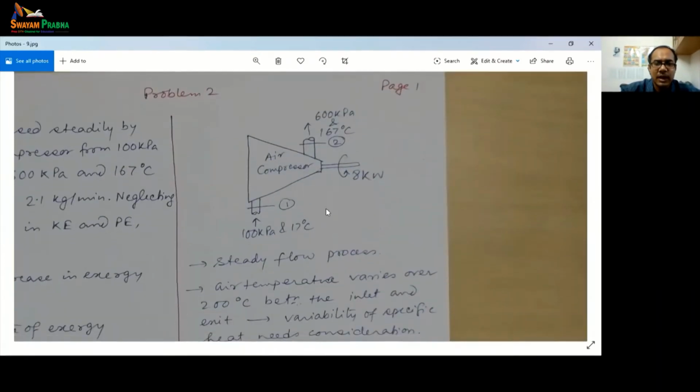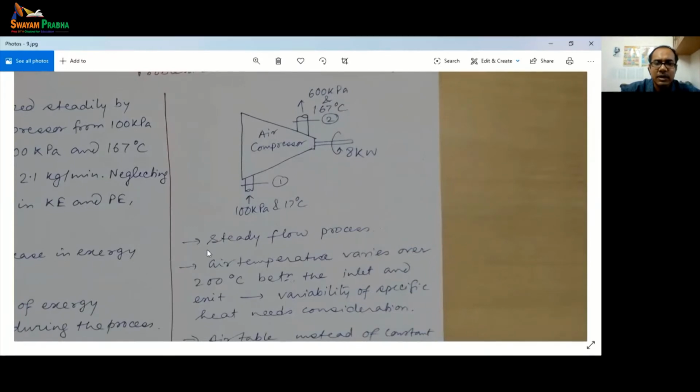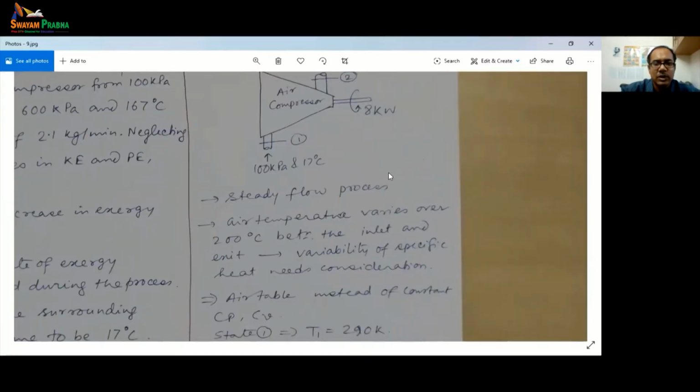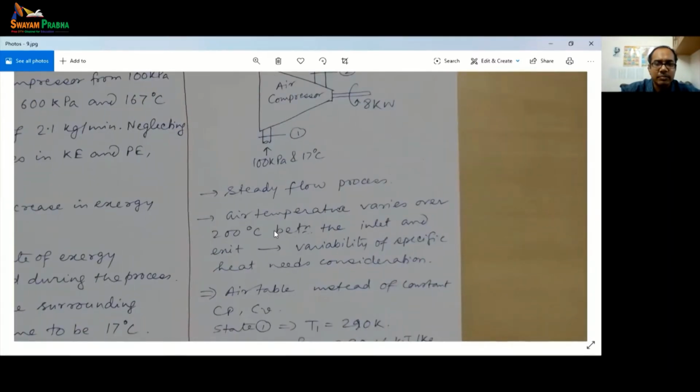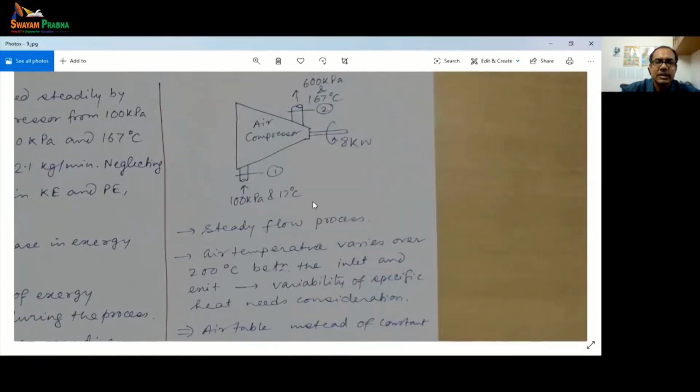So this is the problem statement, and this is the schematic diagram corresponding to the statement. Now what we note here first is that it's a steady flow process. Whatever is going in, the same amount is going out without any change with time. Next, air temperature varies over almost 200 degrees centigrade here, from 17 degrees to 167 degrees.